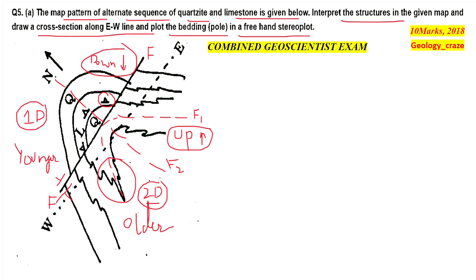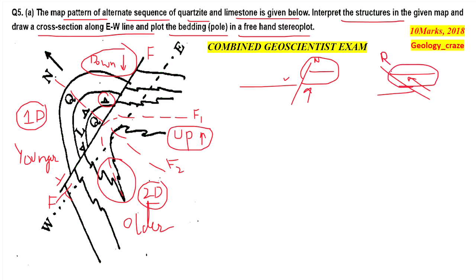This material is coming up. How? If it is a normal fault, its condition is like this. The old material will come up, and this part is the footwall. Same structure you will get, but if it is dipping towards south, the older rock is coming up, and if erosion took place, this is a case of reverse fault. But as such, we are not getting any fault plane dip. So in this case, it is difficult to tell whether it is a reverse fault or a normal fault.